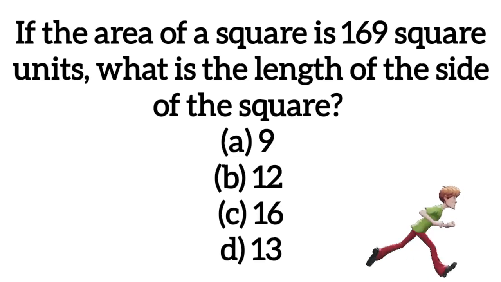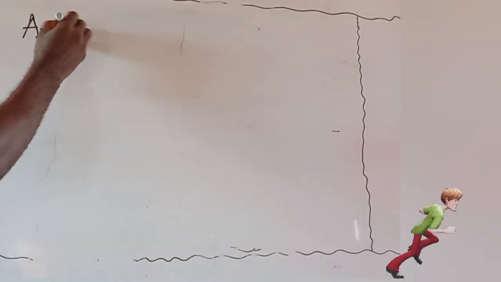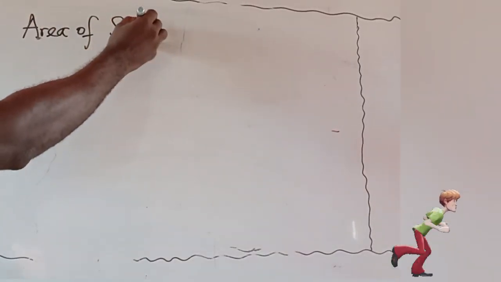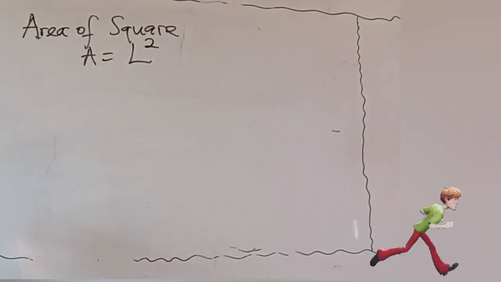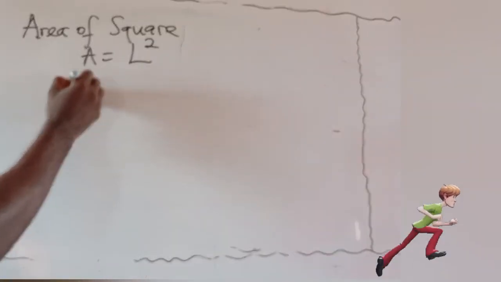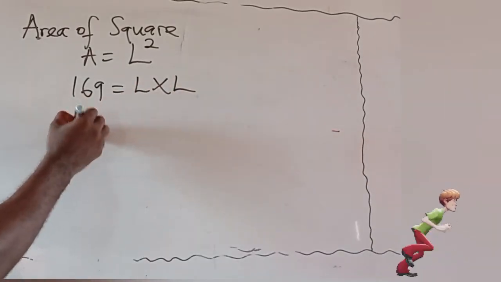Let's go. If the area of a square is 169 square units, what is the length of the side of the square? This one is given straight to scholars, and I believe for the common entrance, these are necessary questions for us to pass. Now, when you want to do it, we have area of a square. Don't forget that area of square, any square given to you, is length times length, or L square. So 169 is given as L times L, that is L square.